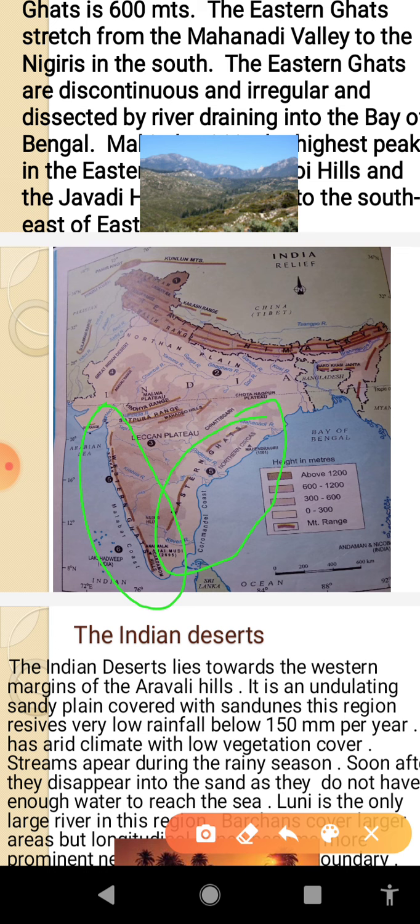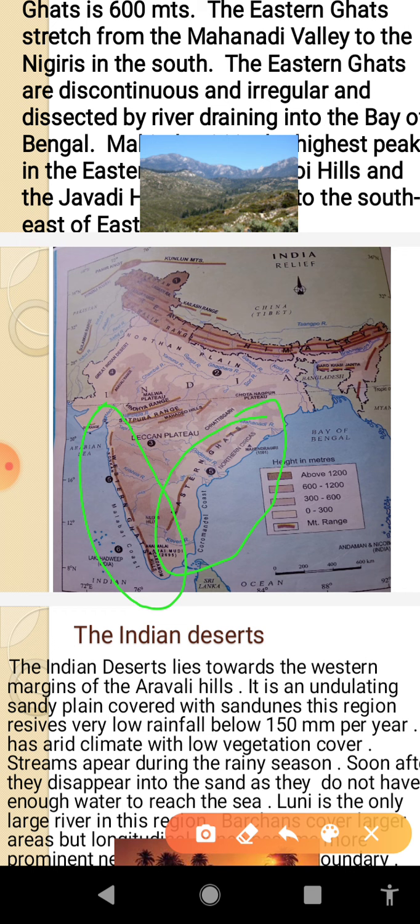The average elevation of the Western Ghat ranges between 900 to 1600 meters, but the average height of the Eastern Ghat is only about 600 meters above the mean sea level. The Eastern Ghats stretch from the Mahanadi Valley to the Nilgiris in the south, and they are discontinuous and irregular and dissected by the east flowing peninsular rivers.